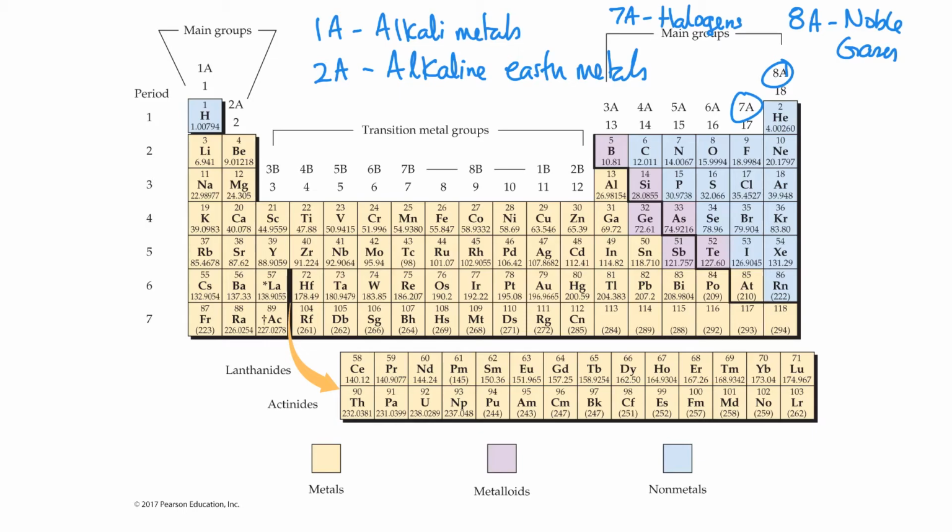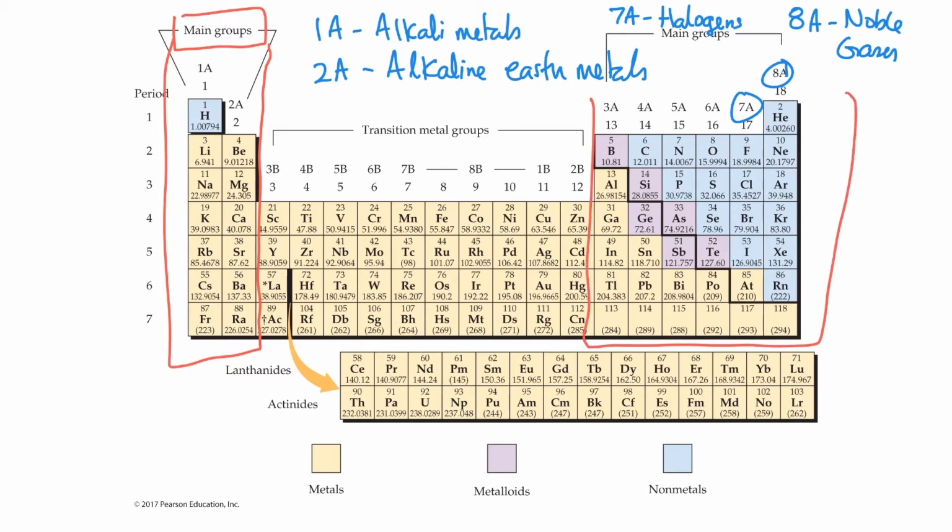We have some names for these, and the names are written here at the top. The main groups correspond to the sections at the very left, the left 2 groups, and the sections at the very right. So these are the main group elements right here, and I'm just going to go ahead and scribble over top. We have the transition metals. I'm going to go ahead and draw them in green, and these are the funky ones.